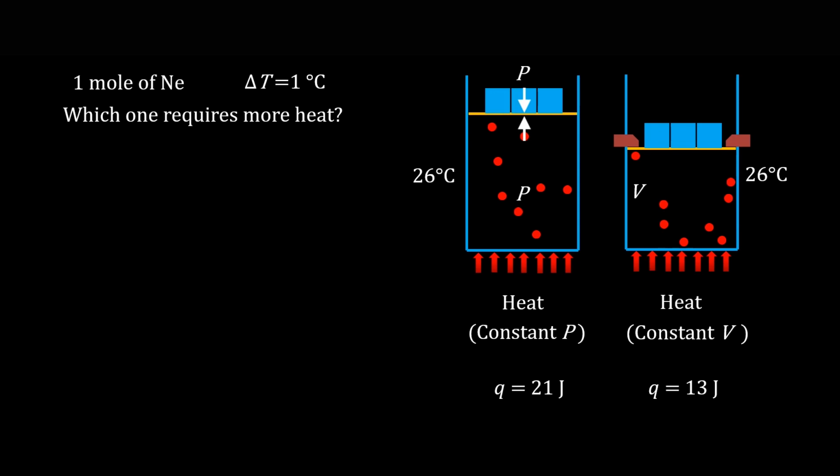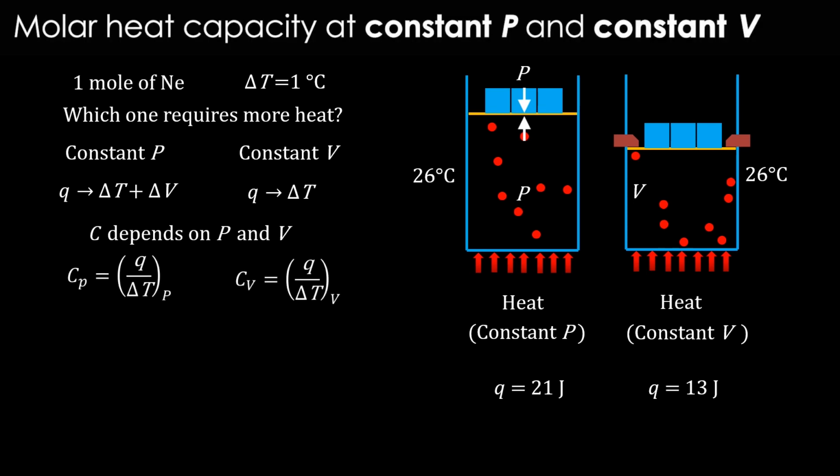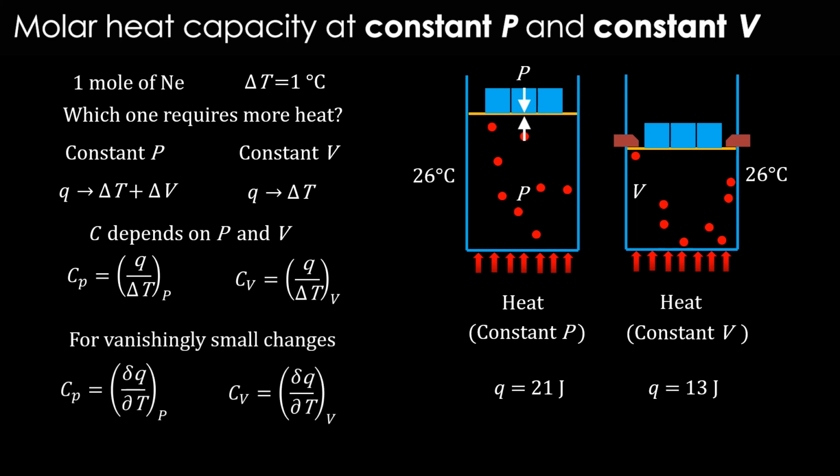At constant P, the given heat Q has to do two things: increase the temperature and increase the volume. In the constant volume case, Q has to do only one thing, that is to increase the temperature only. Therefore, the heat capacity depends on pressure and volume. So at constant pressure, it is called the Cp, and at constant volume, it is Cv. In differential form, it can be written like this.